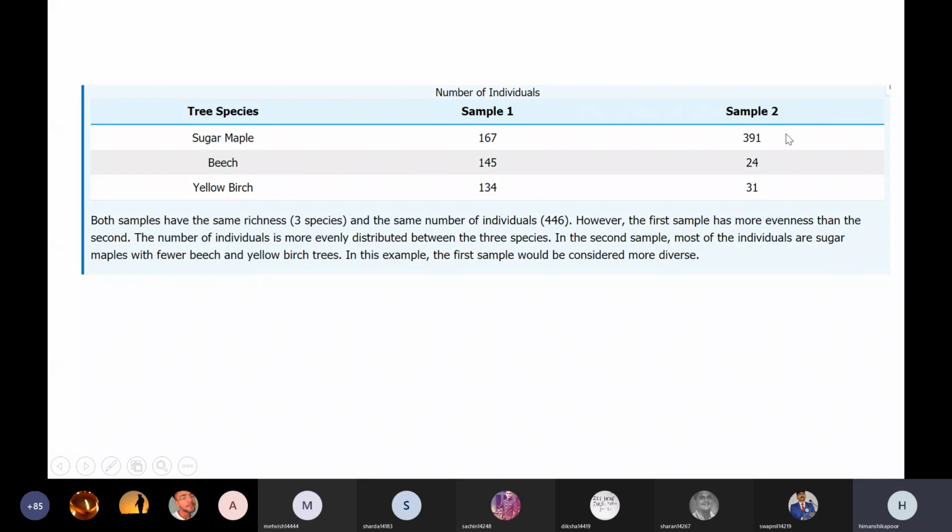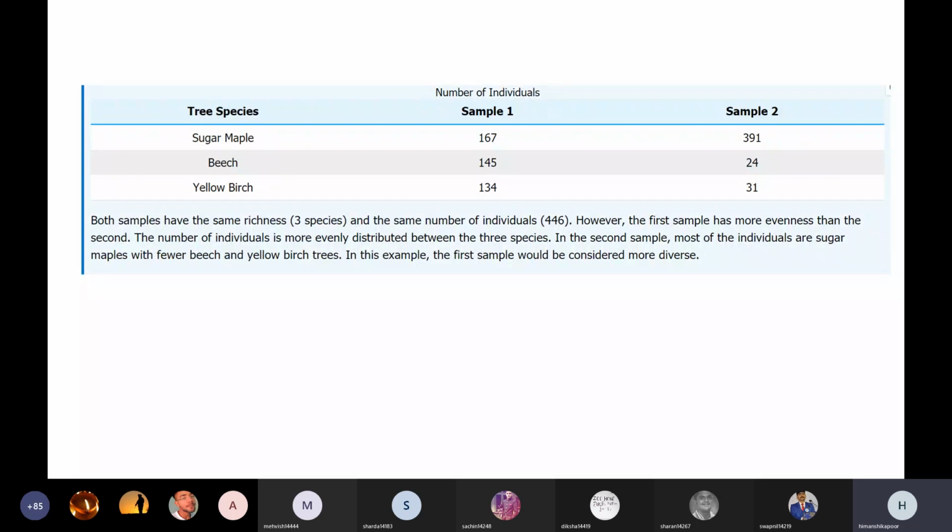But here the number decreases. So this might also lead to the wipe out of any one of the species. That's why we will not consider this sample as diverse. These things you have to keep in mind when you are measuring the species diversity.